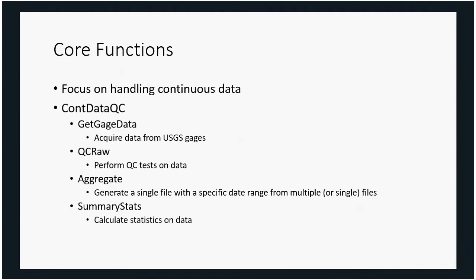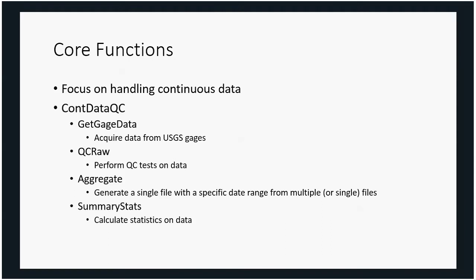The core functions focus on the handling of continuous data. The main function is ContDataQC, and it has four parts. Get gauge data, as you can guess, acquires data from USGS gauges, downloads it, and puts it into a format that the package can use. QC raw data performs QC tests on data and then saves those.